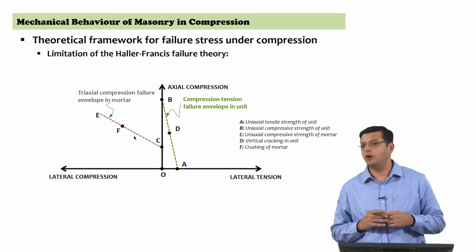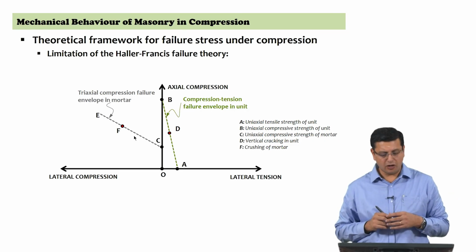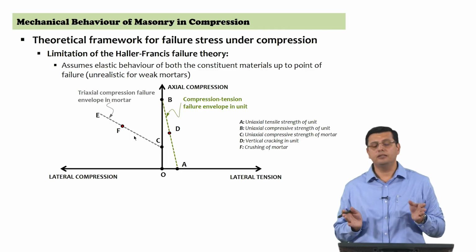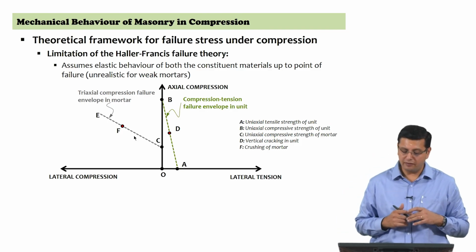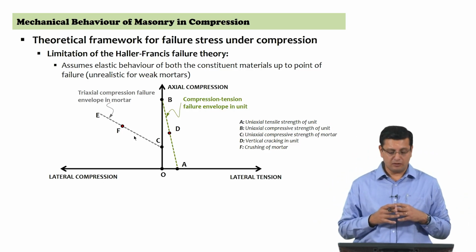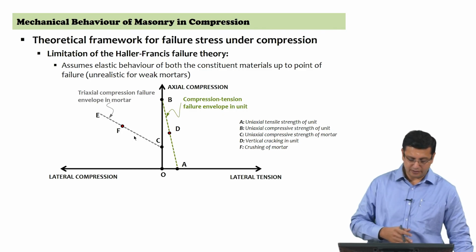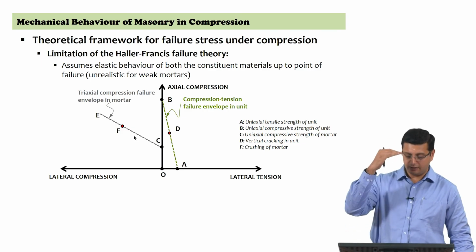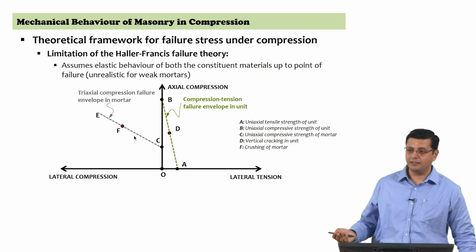The fundamental limitation of this theory, which is often referred to by the names of the two people who propounded it initially, Haller-Francis theory, is the fact that we are assuming linear elastic behavior, and we know that the mortar and the unit, to an extent, much more the mortar, is not going to behave in a linear elastic manner. The problem of considering this sort of a basis for the behavior of the masonry composite is that, you remember this picture where you have axial compression, which is the load that is being applied, against the lateral compression, lateral tension.